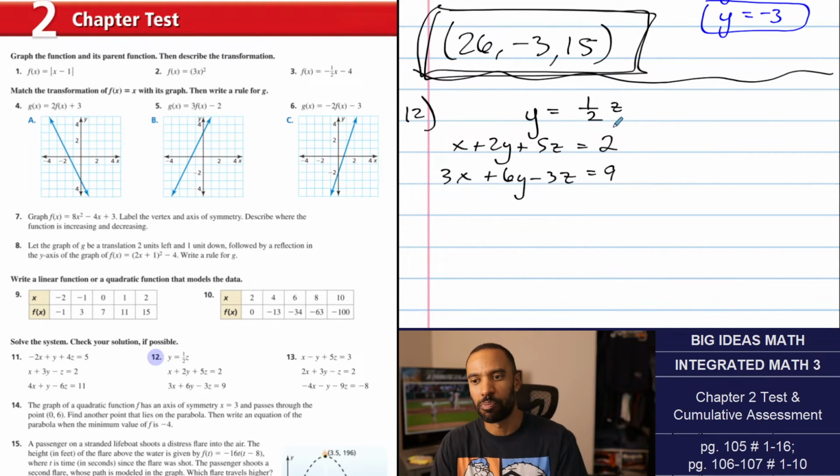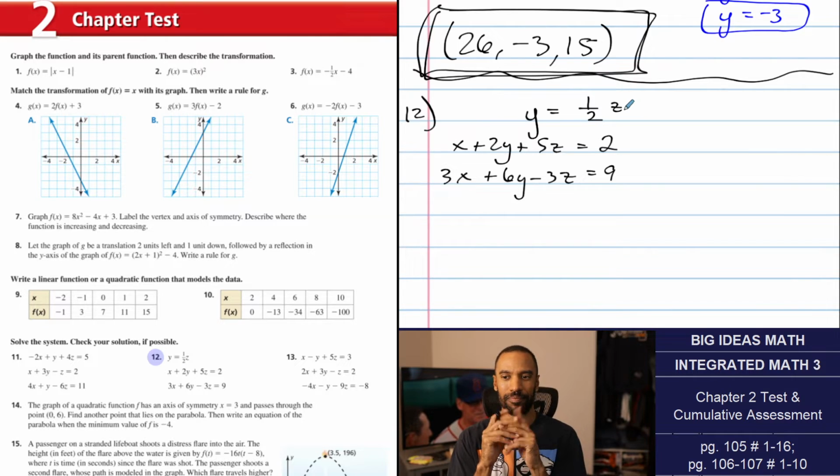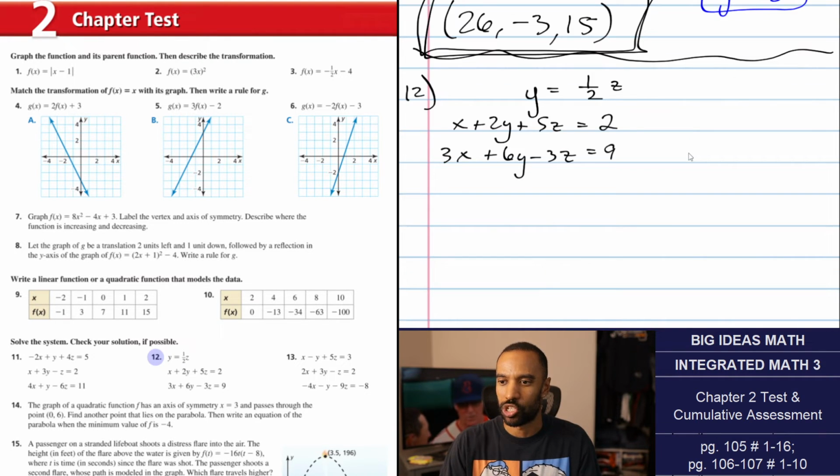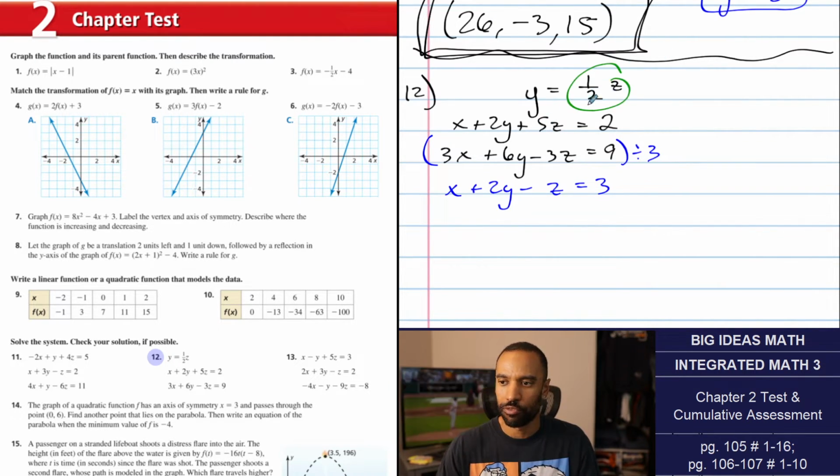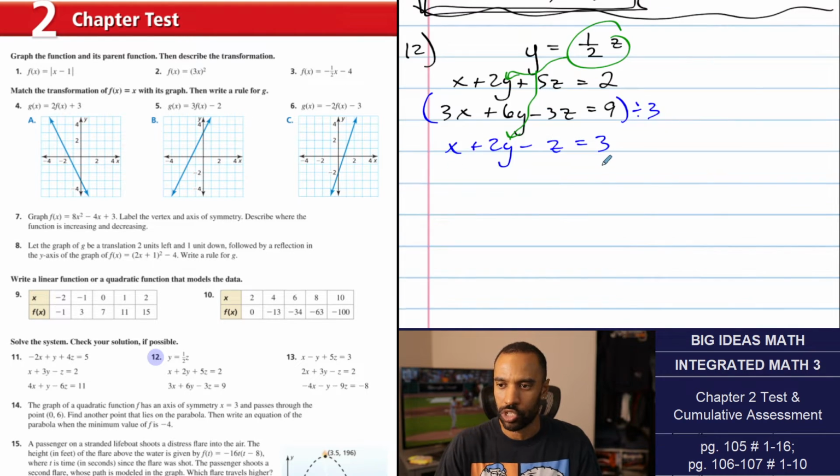Well, except I look at this bottom equation and I'm thinking, let's at least divide everything by 3 in the bottom equation, and make that one turn into x plus 2y minus z equals 3. All right, that's smaller. Okay, 1/2 z will substitute for y in this equation and in that equation. Obviously, I'm using equations 2 and 3 for that.